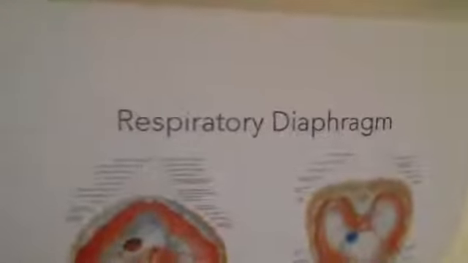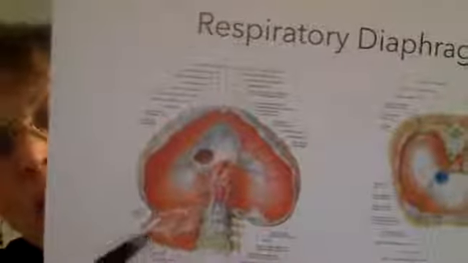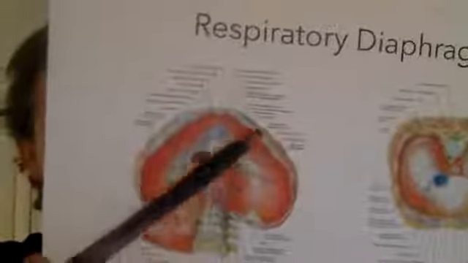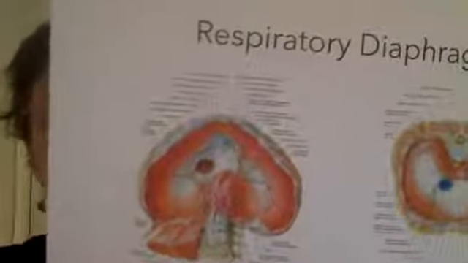I've got to look at which one's which. Okay, so this is looking up from the bottom. We're looking up at the diaphragm from the bottom. What it does is it attaches to your rib cage in the front, and then it's like a big parachute, which I'm going to show you a picture of.